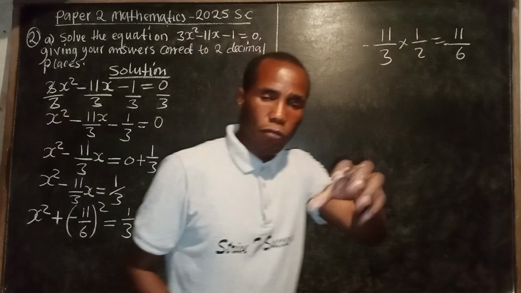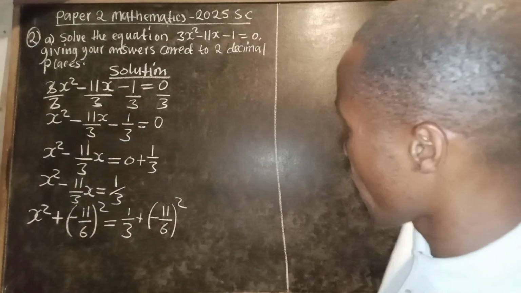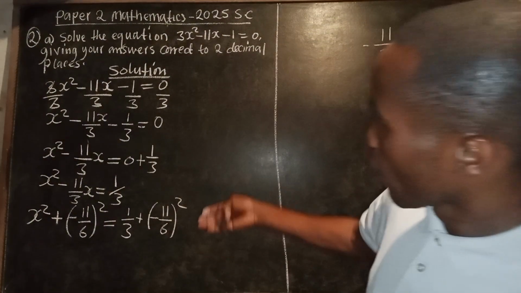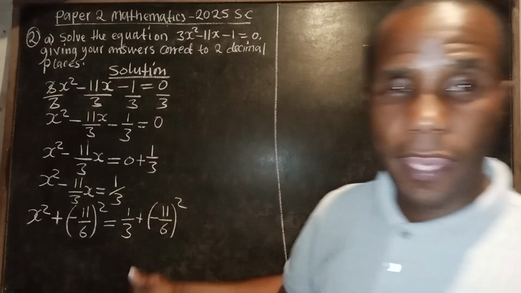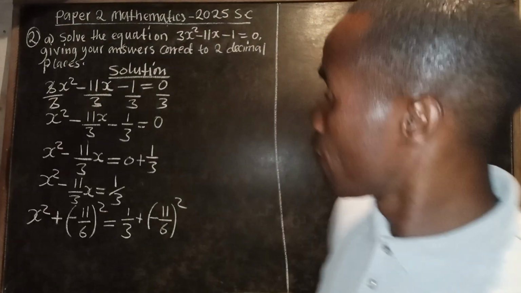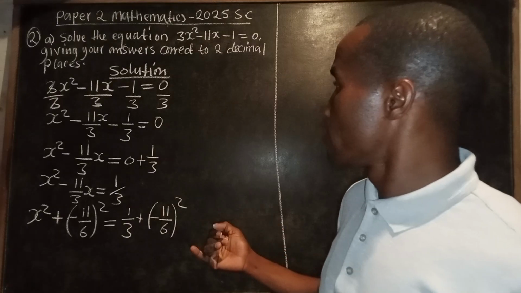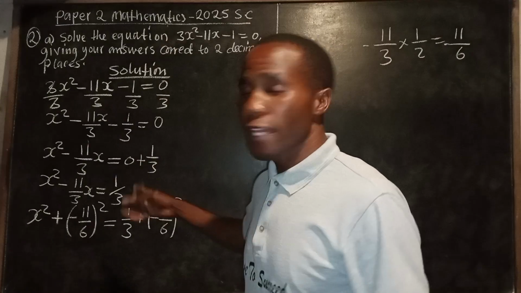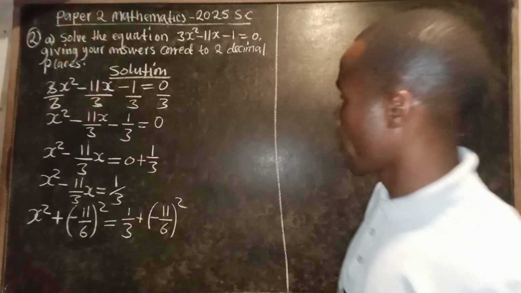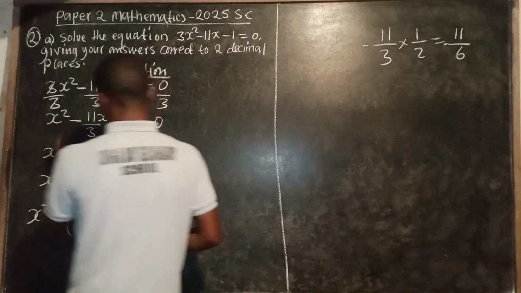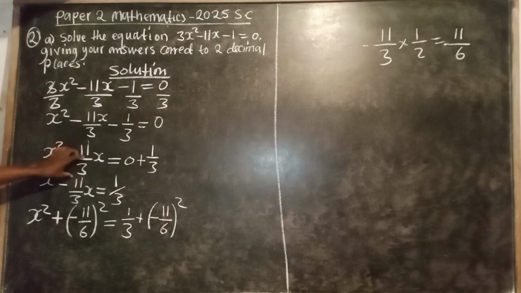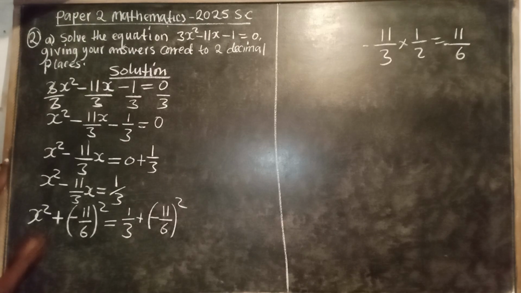One thing you must take note of is that the moment you find the half of the coefficient of x, it means the 11 over 3 x disappears there. Okay, remove it, because we have found the half of it. So remove it. Then from there, we can now easily say x squared.